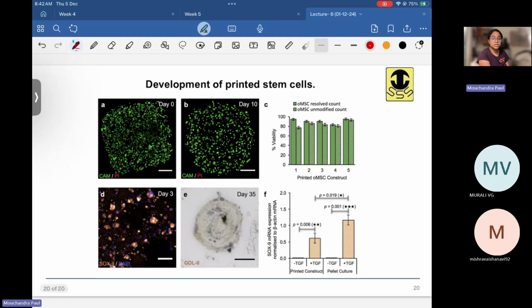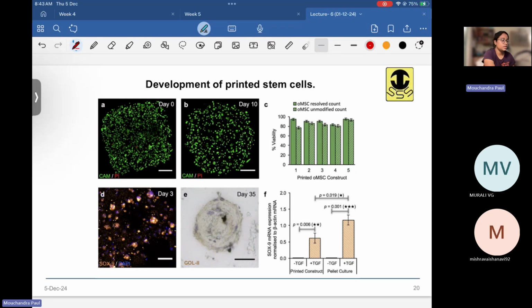Whereas in the printed construct, the cells are a bit far apart. The cells which are present inside the droplet can only do that. Whereas cells which are encapsulated in another droplet, all right, are a bit far apart from each other because there is a biomaterial shield, right? The agarose and all. So that is basically separating many of the cells from each other. So that cell-cell communication is a bit weak in the printed construct, because of which you saw slightly lower expression of SOX9 mRNA in the printed construct.